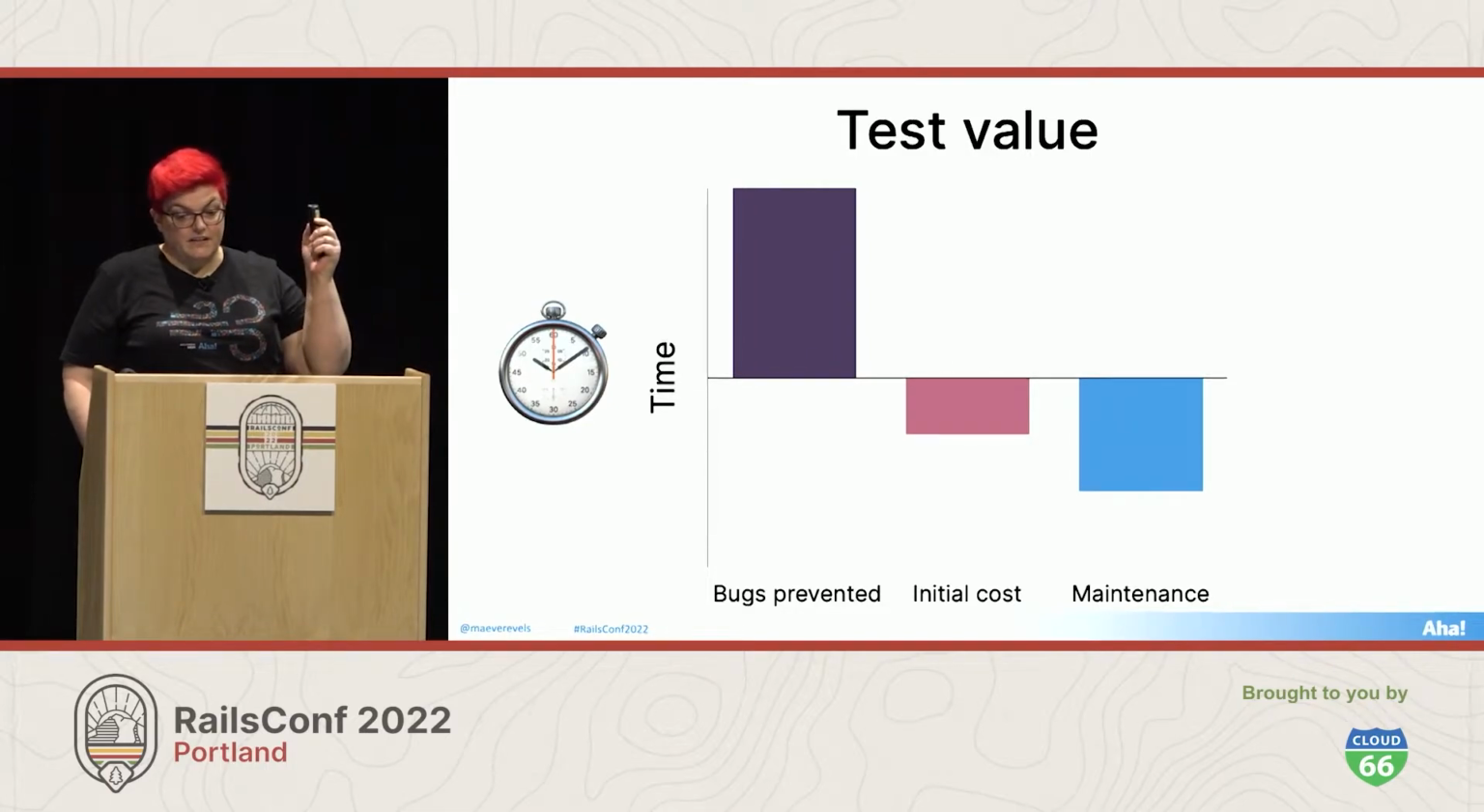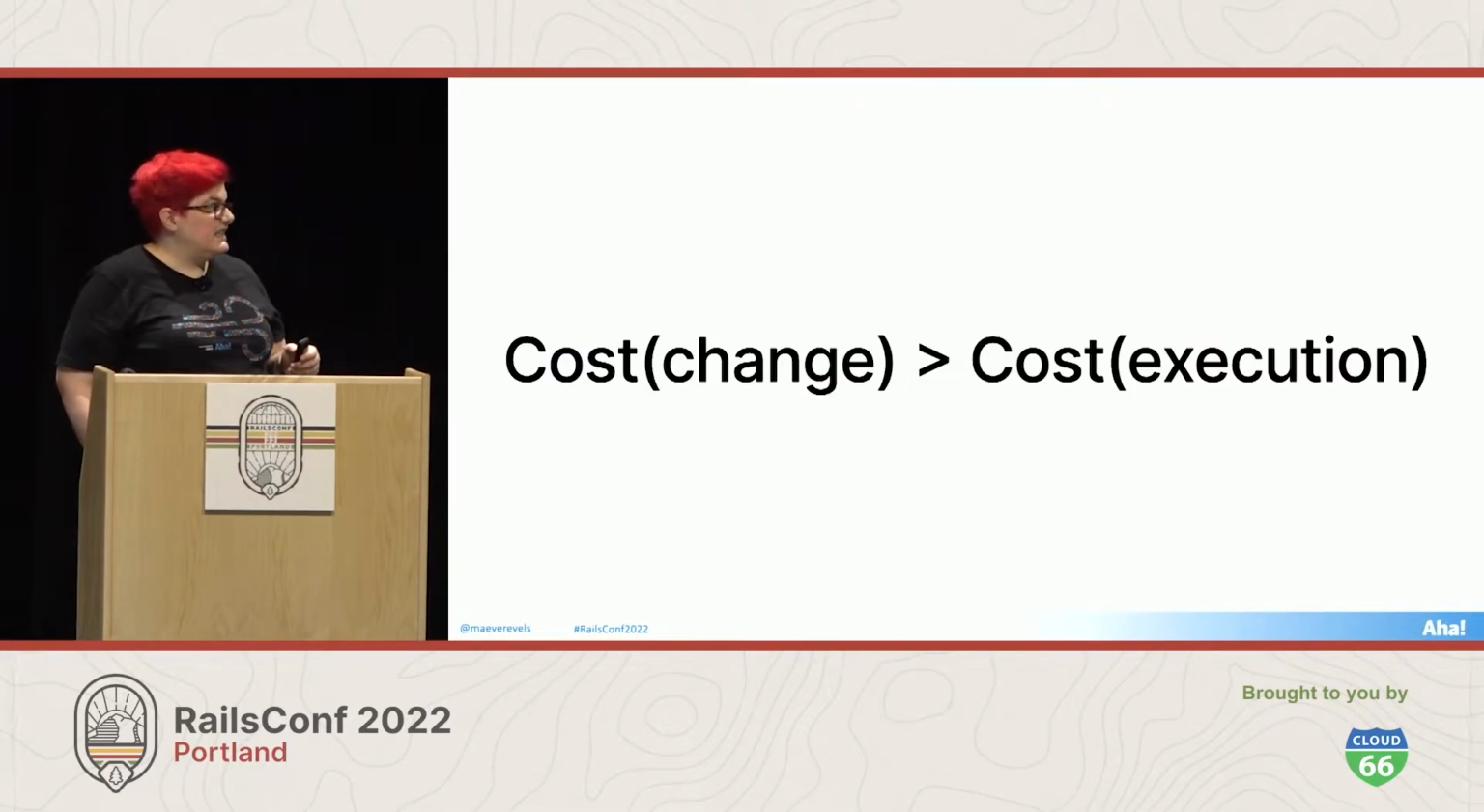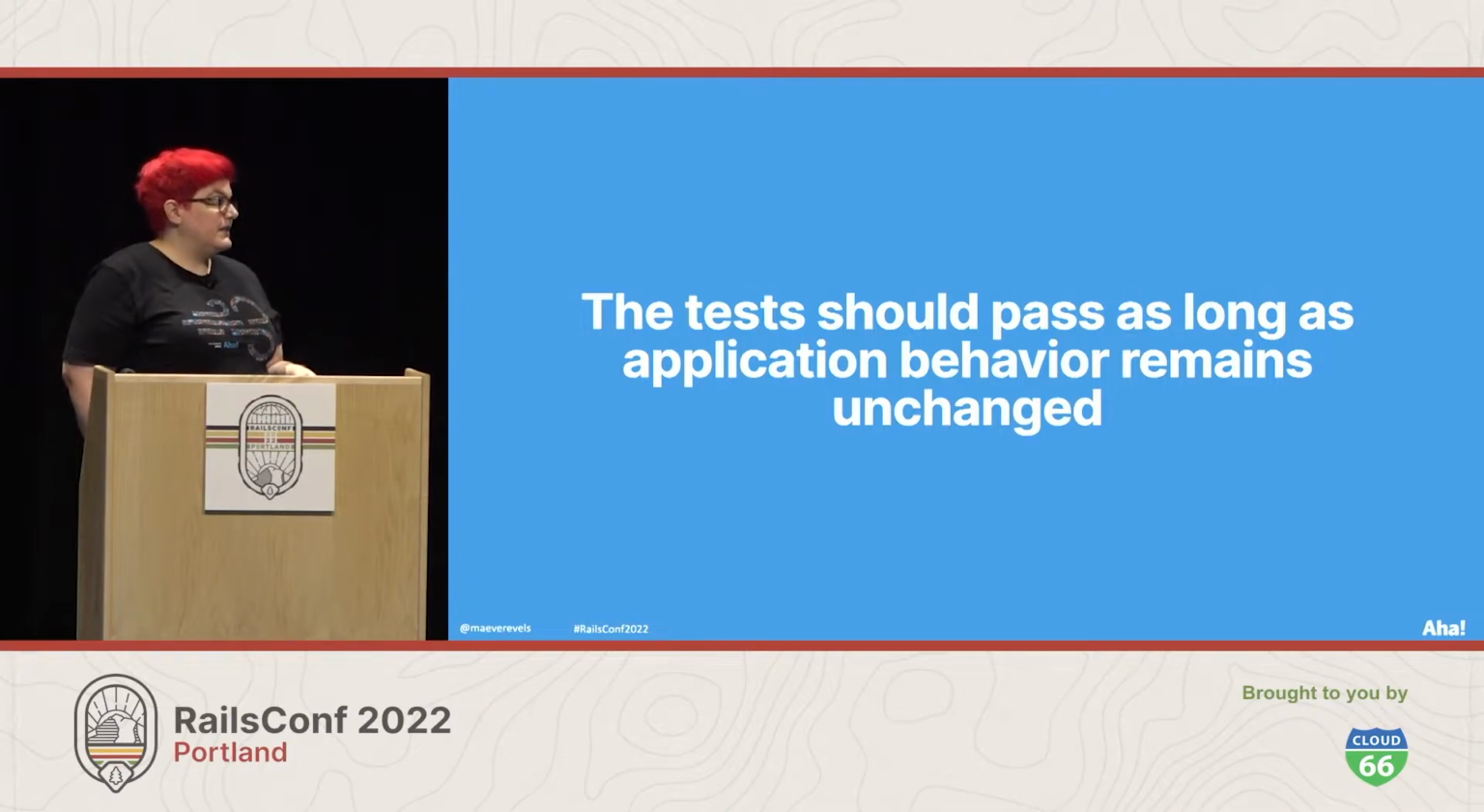So there's one thing that's not on here, and that is the time it takes to actually execute the tests. When we're testing legacy code, the cost of changing code is always greater than the cost of executing the tests. If you get to the point where that's no longer true and you're really worried about how slow your tests are, congratulations, you don't have legacy code anymore. And that's when you can start to focus on speeding up your test suite. Until then, this is the rule that you need to keep in mind.